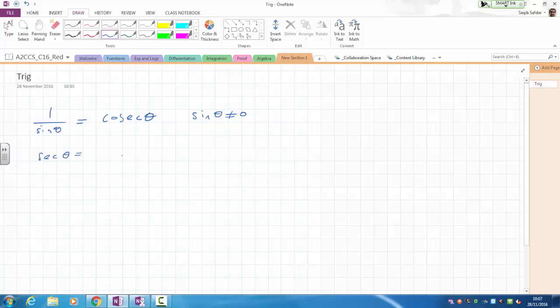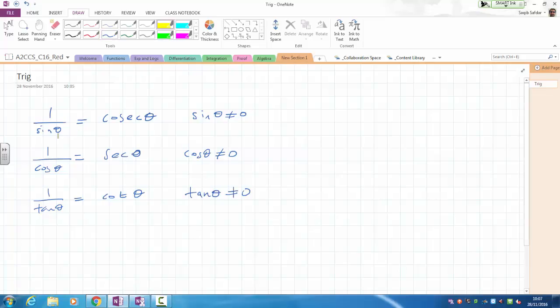Sec theta, rather 1 over cos theta equals sec theta. So you need to be aware of these definitions. And obviously we can't divide by 0, therefore cos theta can't be 0. And 1 over tan theta equals cot theta, where tan theta does not equal 0.